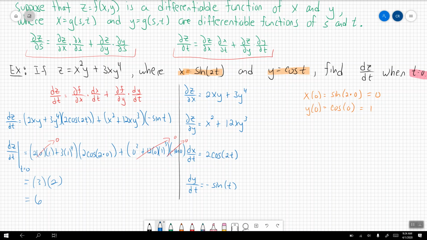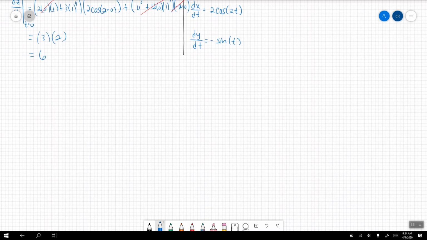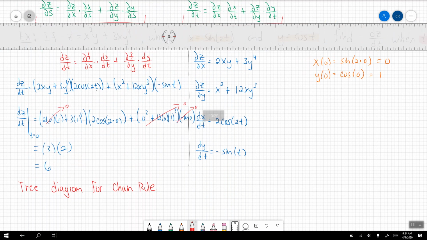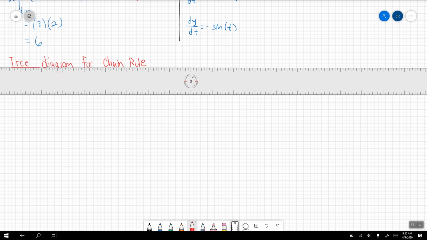So when we're working with these chain rule derivatives, we have to make sure that we account for all of the variables that are occurring. Now, we usually use what is known as a tree diagram in order to generalize this a little bit more. So I'm going to say that this is going to be the tree diagram for the chain rule.